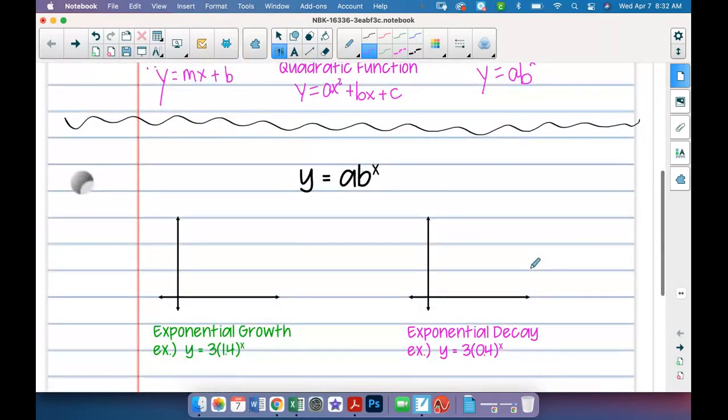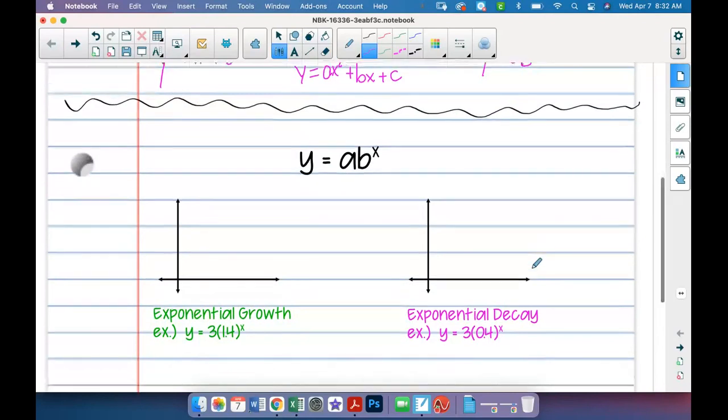So the equation is y equals ab to the x power. There are two types. Okay, so go ahead and draw that there. Go ahead and draw the two coordinate planes, and you could put the title there.